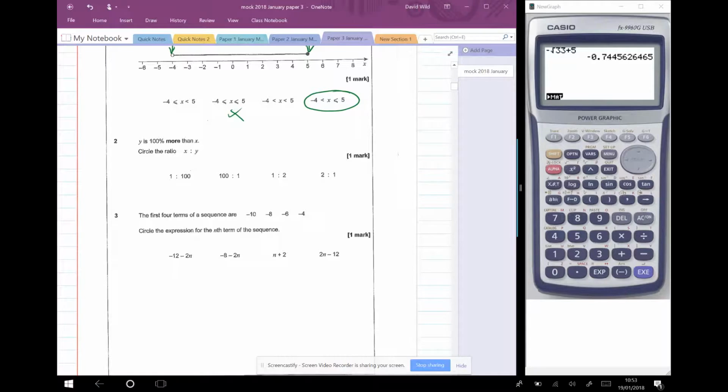Question 2. Y is 100% more than x. Circle the ratio x to y. So y is 100% more than x. So we've got a ratio of x over y. And we know y is 100% more. Now 100% more is double. So y is doubled. So if we've got x over 2x, so y is double, then we can see that the ratio is 1 to 2. 2 is on the denominator.